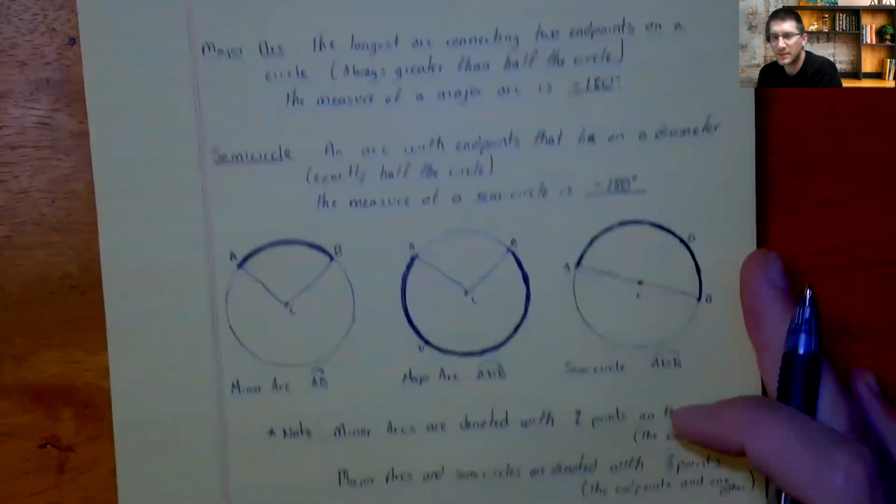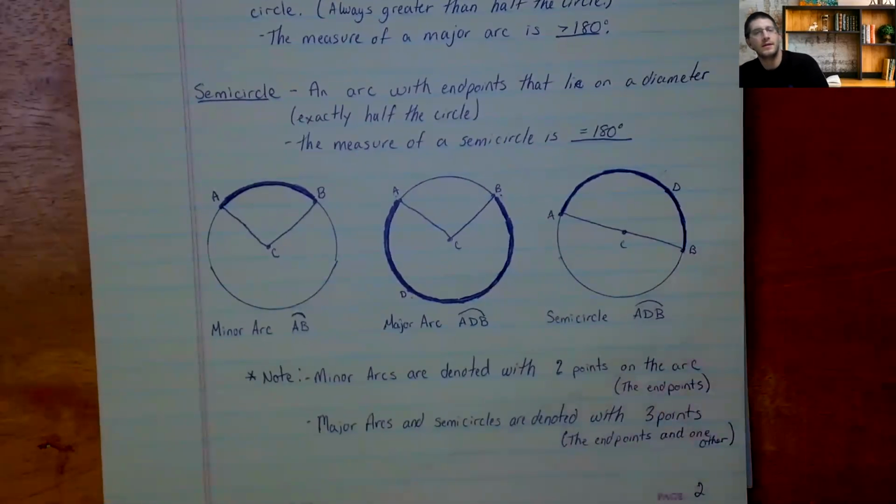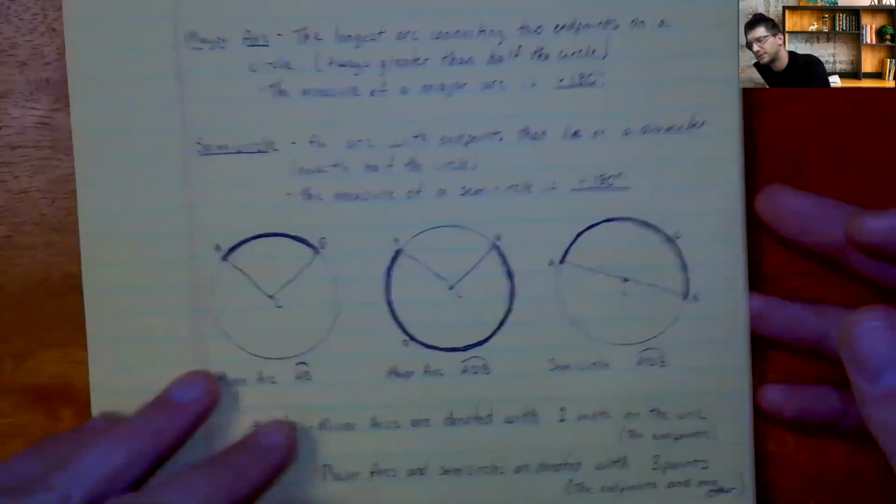So I have my note here at the bottom, and I pointed it out. Minor arcs have 2 points, the endpoints of the arc. Major arcs have the endpoints and one other point, so they're denoted with 3 points instead of 2. So that is our notes for arcs and central angles.